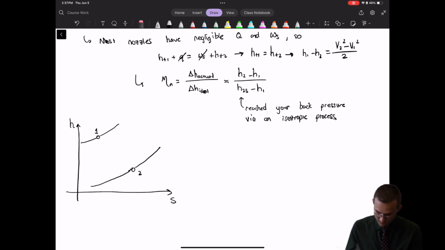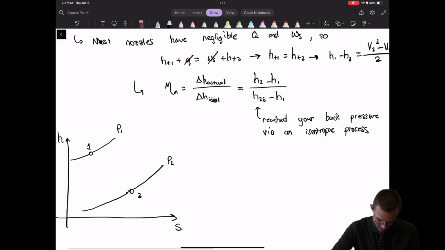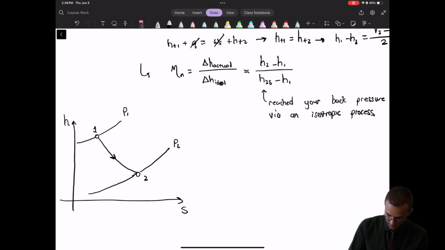Okay. So this is P2, this is P1. And the actual process looks like this. It goes in that direction from state 1 to 2. And if we were to draw 2S on this diagram, we would want to go straight down along an isentrope, or a line of constant entropy, and this is state 2S.